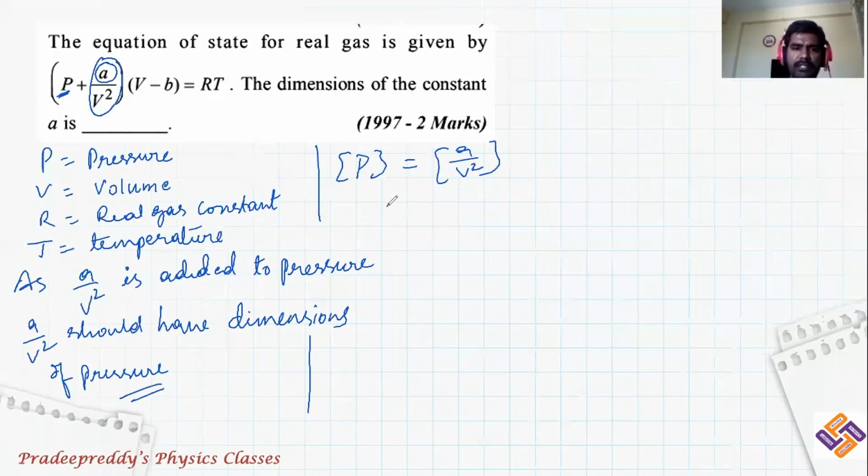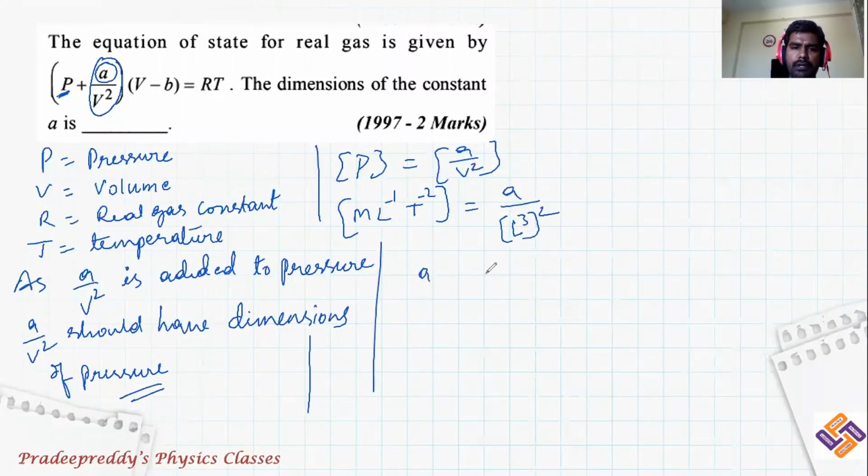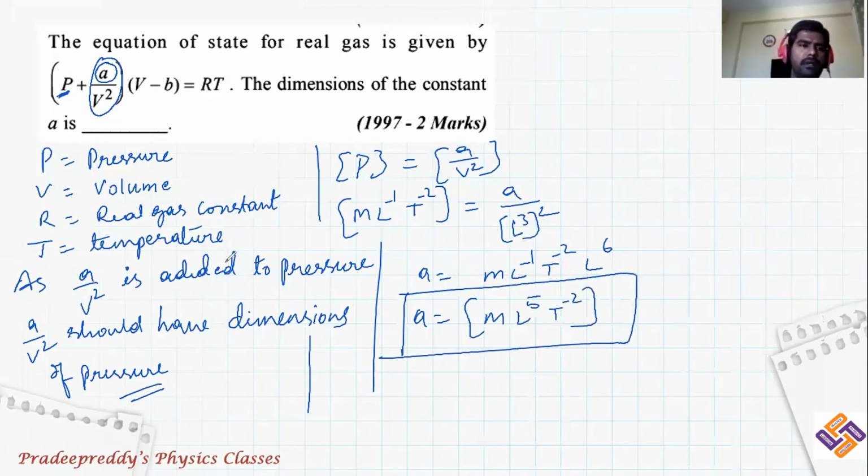Now what is dimensions of pressure? It is M L power minus 1 T power minus 2 is equal to A divided by V square. V is volume. Volume is L cube, whole square. V square is there, no? What is V? V is L cube. L cube whole square. Now from here you can write A is equal to M L power minus 1 T power minus 2 and L power 6. A has dimensions M L power 5 T power minus 2. This is dimensions of A. That is the answer. You are asked to find out dimensions of A. It is completed. Now going to additional information.